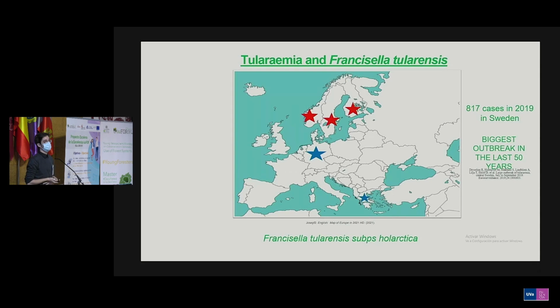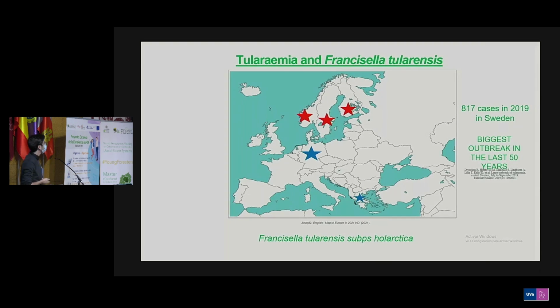Then we have other countries, mostly Mediterranean, like Spain, Turkey, or Portugal, where the disease is considered endemic, and also emerging. That means that the incidence has increased recently and probably could increase in the near future.